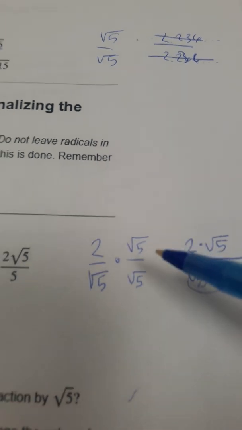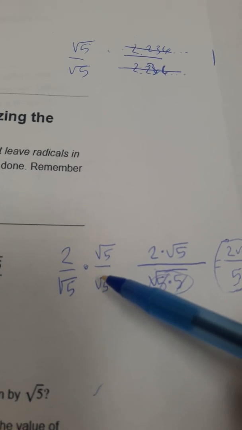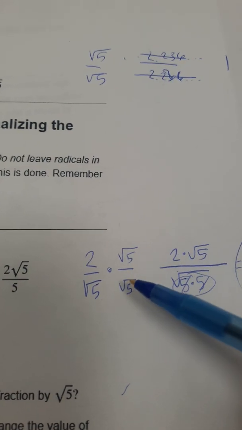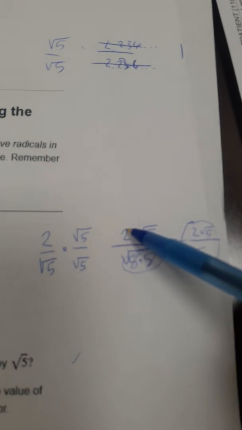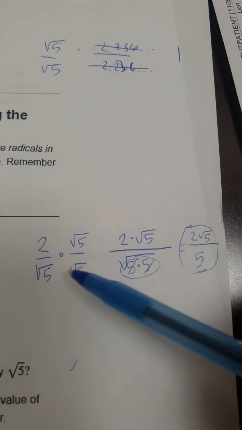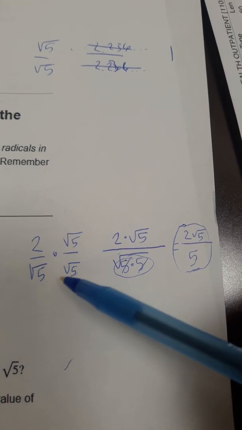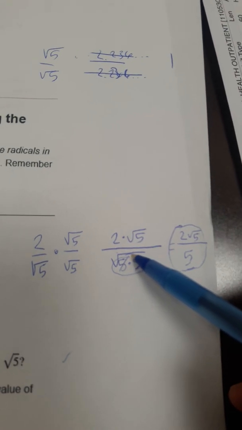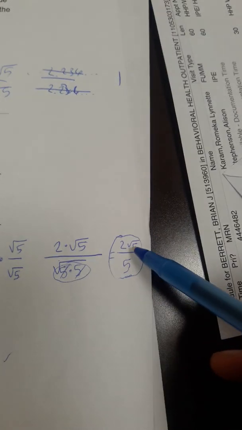Alright, so I have 2 root 5 times square root of 5. So 2 times the square root of 5 is just 2 root 5 for the top. On the bottom, I have square root of 5 times square root of 5. Remember, I multiply the inside numbers by each other, so I have square root of 5 times 5. There's a pair on the square root, so I can pull out one of them, which is 5. So I have 2 root 5 over 5.